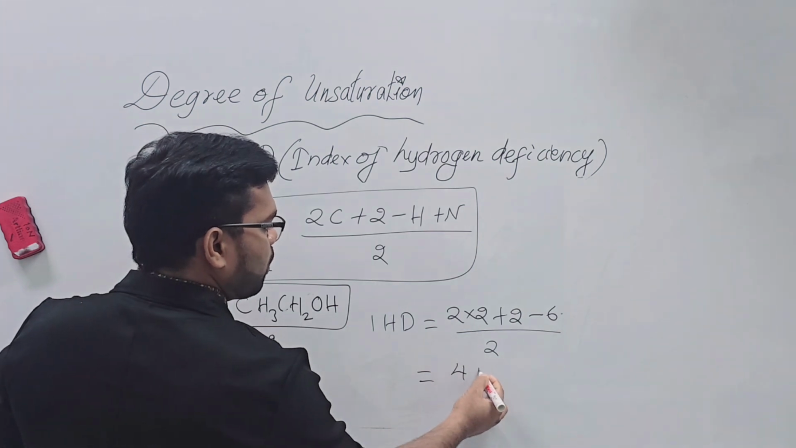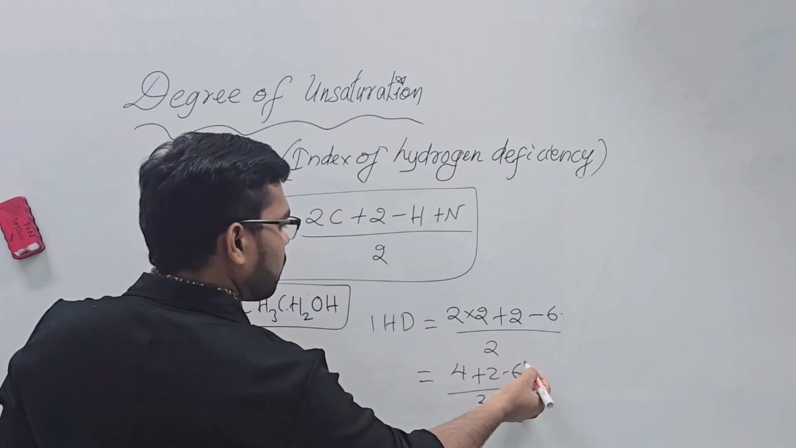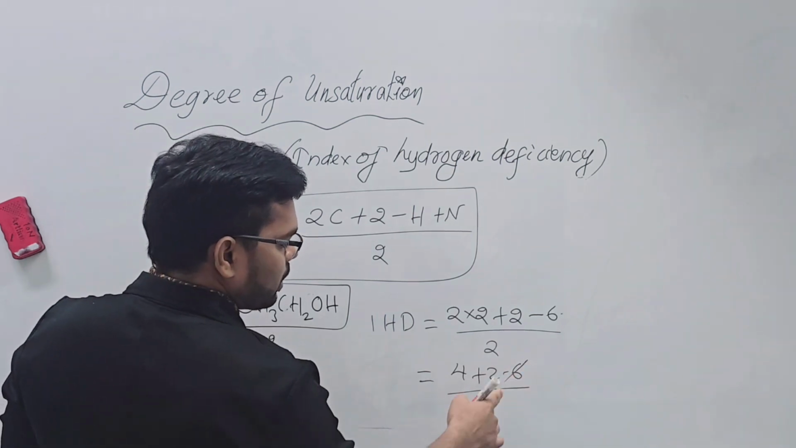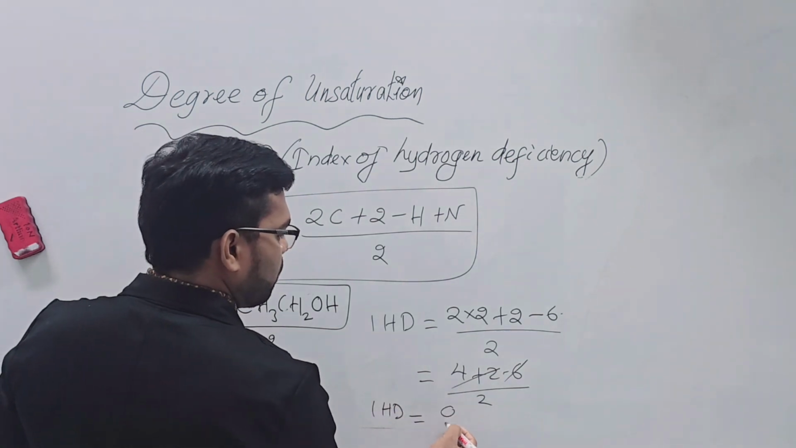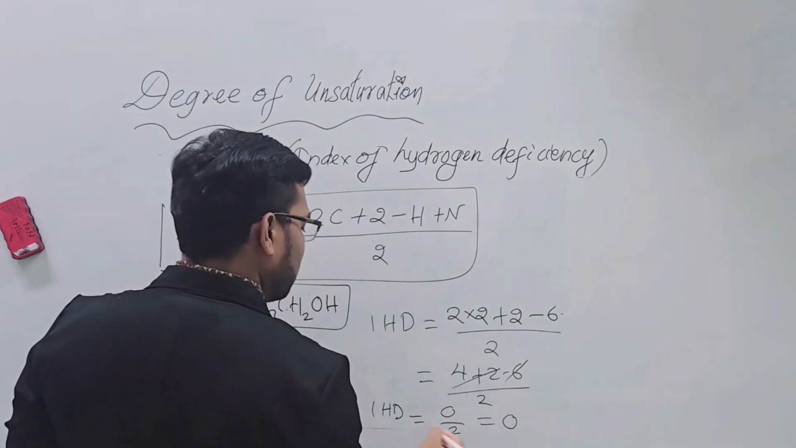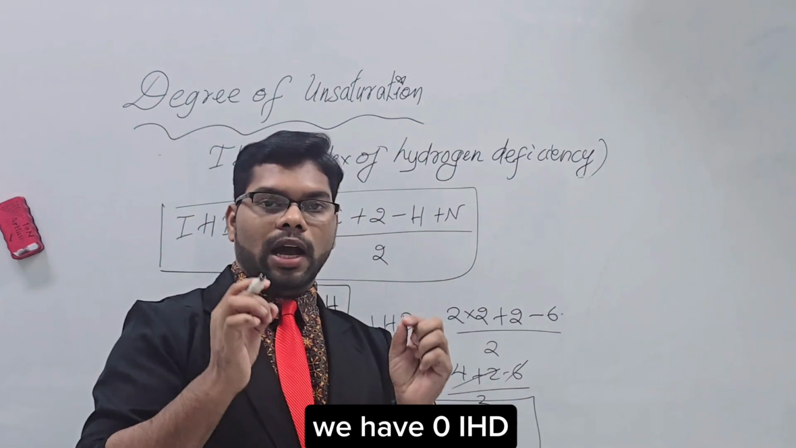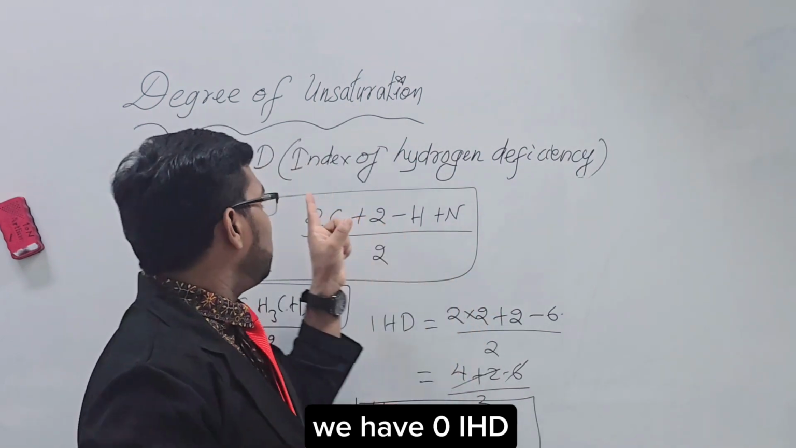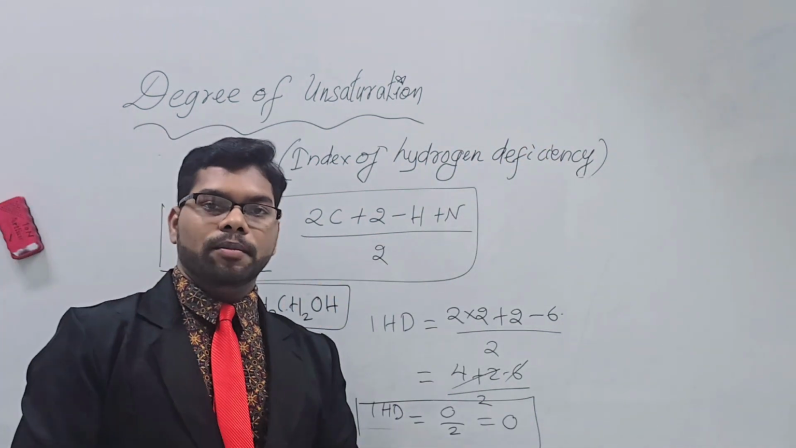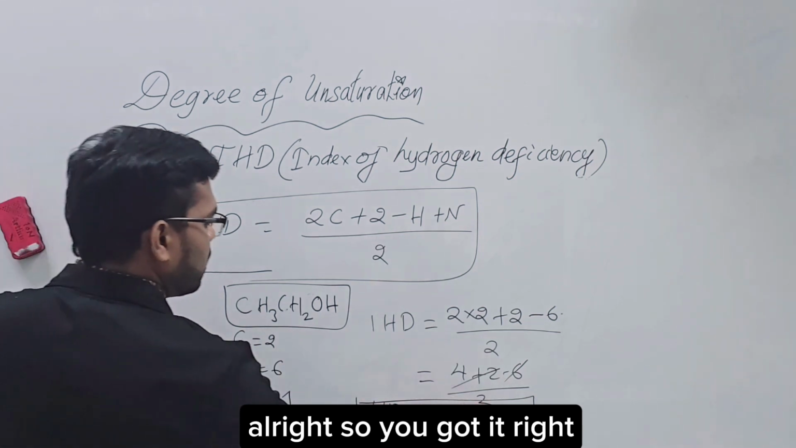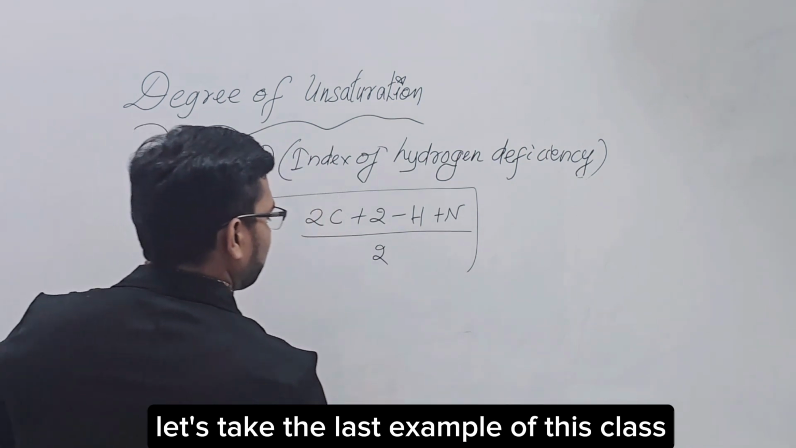So 2 times 2 is 4, plus 2, minus 6, divided by 2. So here you can cancel out, right? Minus 6 plus 6 cancel. So IHD will be 0 by 2. 0, right? So that means for ethanol we have 0 IHD, index of hydrogen deficiency. That means it is not an unsaturated compound. Alright, so we got it as 0. By drawing the structure also we can do the same thing. Okay, let us take the last example for today's class.